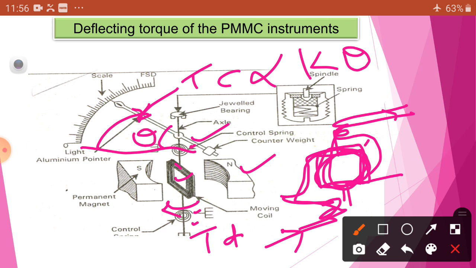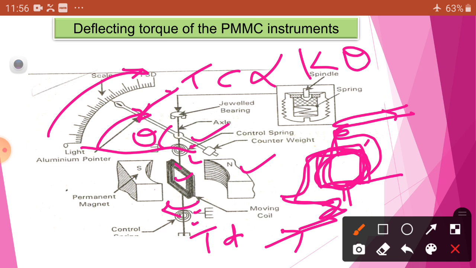So here we use the spring control for the uniform scale. You can observe the scale is uniform here, not cramped. So uniform scale is here with the spring control. The spring control is uniform because we know that the torque is equal to E into B into T square by 12 L into theta. The uniform torque is produced.